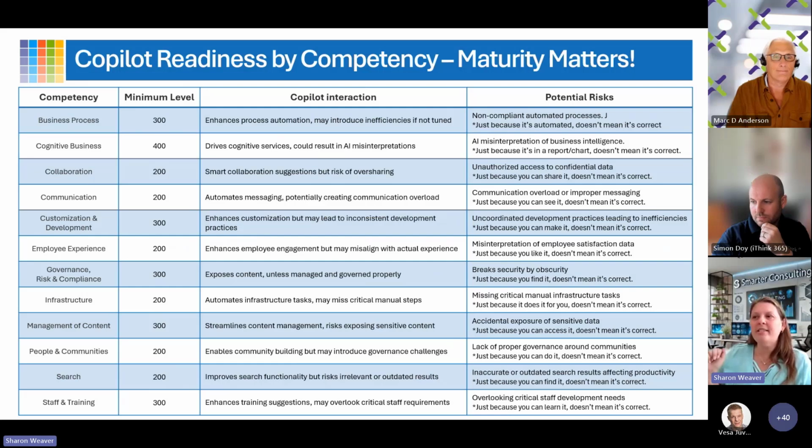For cognitive business, we're driving cognitive services. I put a higher level for this, and here's why. Because at the end of the day, if you slap AI on all your business intelligence and none of it's right under the hood, and you're like, cool, AI told me all this stuff and told me what to do and predicted and forecasted everything and gave me charts and graphs, just because it delivered it to you in a report or a chart doesn't mean it's correct.